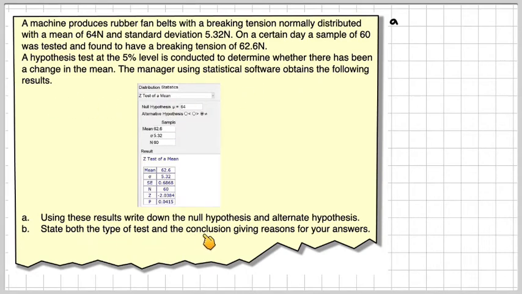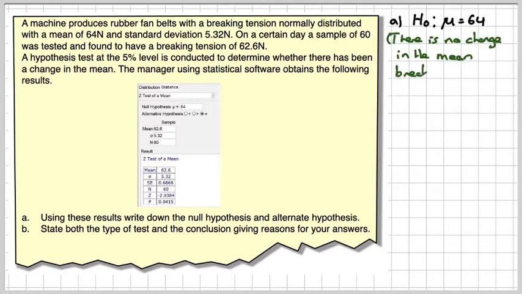Using these results, write down the null hypothesis and the alternate hypothesis and state both the type of test and the conclusion, giving a reason for your answer. All right, the hypothesis test, 5%, is looking for a change in the mean. We're not looking for a definite increase or decrease. Therefore, this is a two-tailed test.